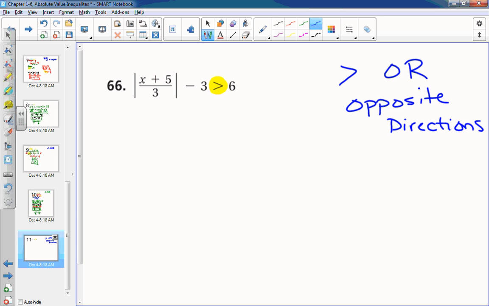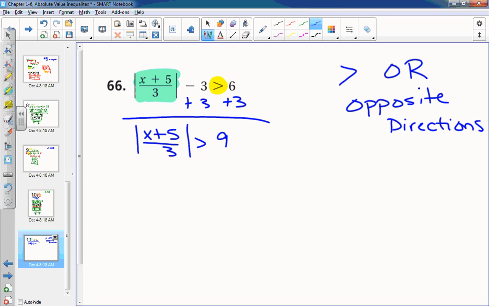Which means we still need to obey the rules. So we still want to go ahead and isolate this. So how do I isolate this? By adding 3 to both sides. So I have the absolute value of x plus 5 over 3 is greater than 9.